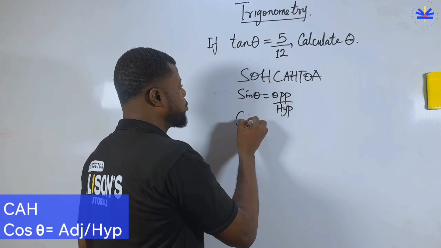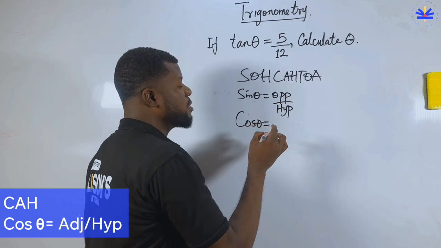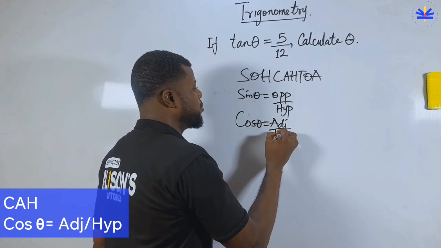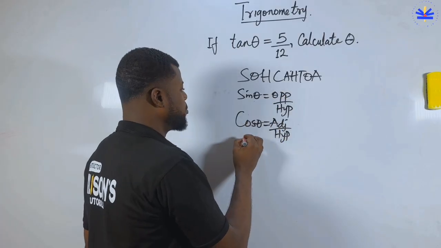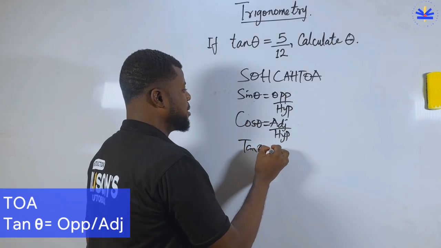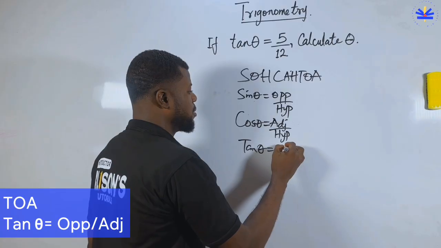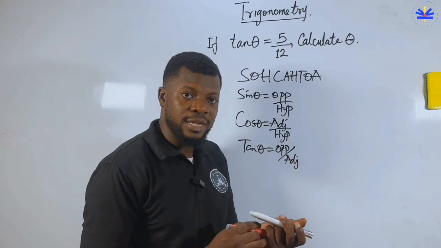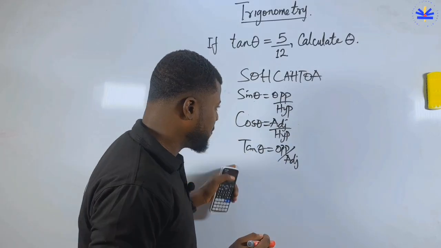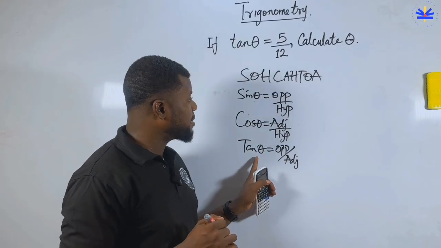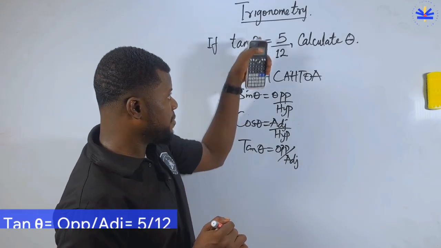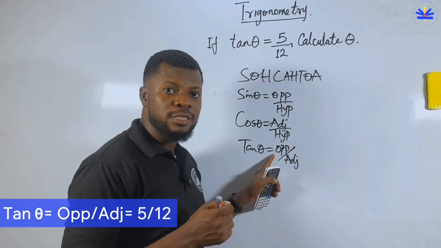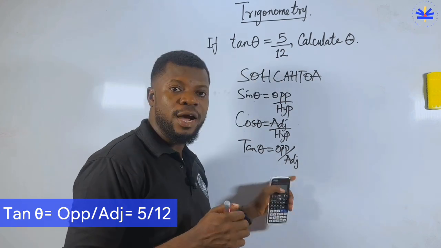We also have this cos theta standing for adjacent divided by hypotenuse. And we have this one to be tan theta. Tan theta is opposite divided by adjacent. Now that's the definition of that acronym SOHCAHTOA. Now you can see that for tan theta, we're having 5 over 12, which is opposite over adjacent. That means 5 is taking the position of opposite, and then 12 is for adjacent.